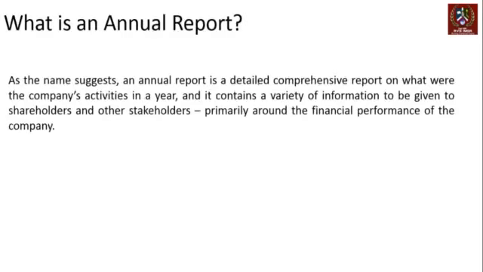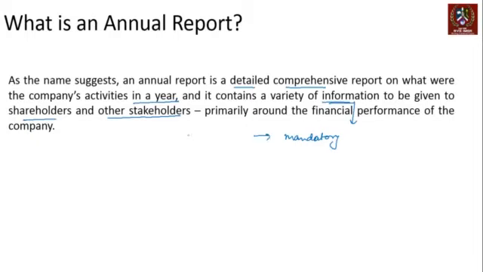So what essentially is an annual report? What is the definition of an annual report? As the name suggests, an annual report is a detailed, comprehensive report of the company's activities in the year, and it contains a variety of information for shareholders and also possibly other stakeholders, primarily around the financial performance of the company.